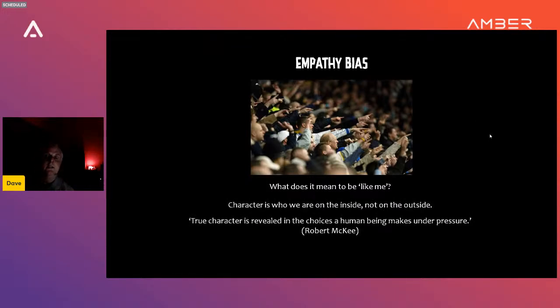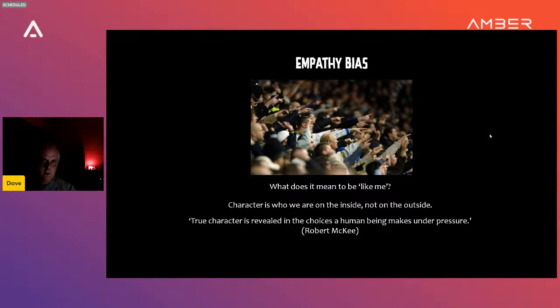So what we do is we design character, not characterization. Okay, characterization is superficial. That's the outside. We're interested in the heart, the soul, the very essence of that person, that pretend person. As Robert McKee put it, true character is revealed in the choices a human being makes under pressure.